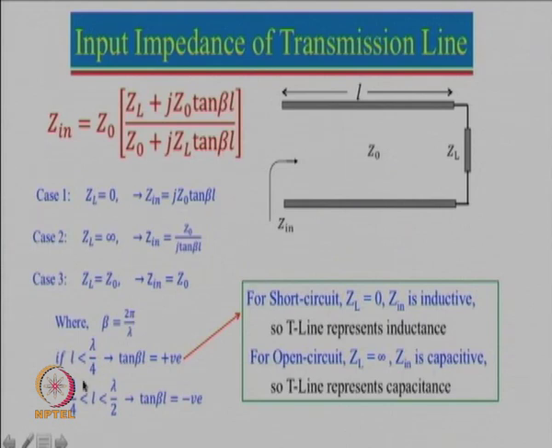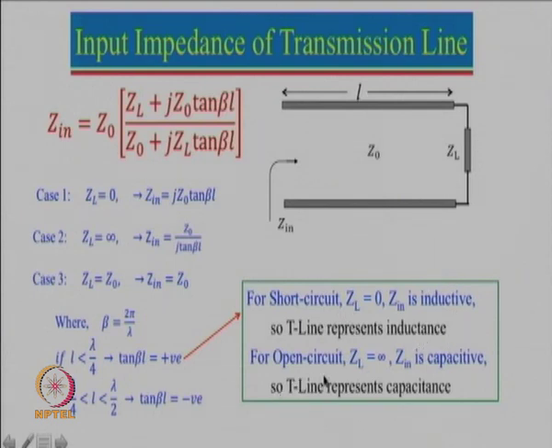So, let us take a case when length is less than lambda by 4, because we know that we are talking about a small dipole. So, length will definitely be less than that. For this lambda by 4, if you put here beta is 2 pi by lambda, this will be lambda by 4, that means tan beta L will always be positive. And if it is always positive, that means for short circuit, if this term is positive, this can be written as Z input equal to j omega L, that means it will be an inductance. So, any small transmission line which is shorted at the end will represent an inductance.